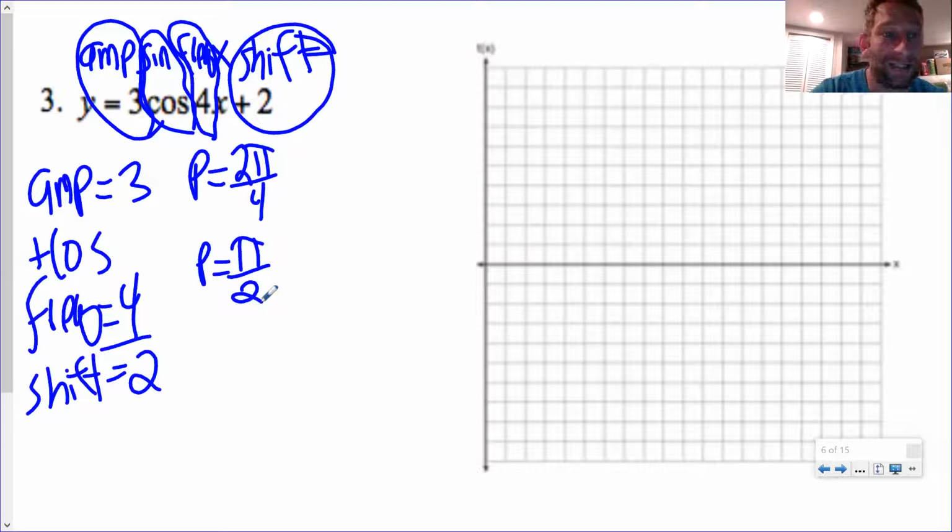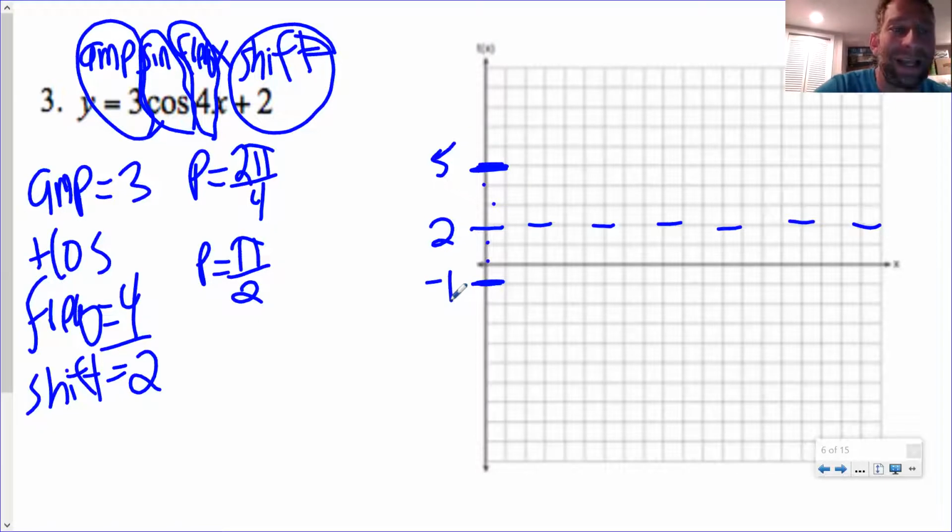So on my y-axis, my midline, my shift is 2. So I'm going to draw in my midline. My amplitude is 3. So I'm going to go up 1, 2, 3 from the midline and down 1, 2, 3 from the midline to get my max and my min values. Again, if the amplitude is 3, it does not mean that it's going to be a positive 3 and negative 3. It means from the midline, I'm going up 3 and down 3.